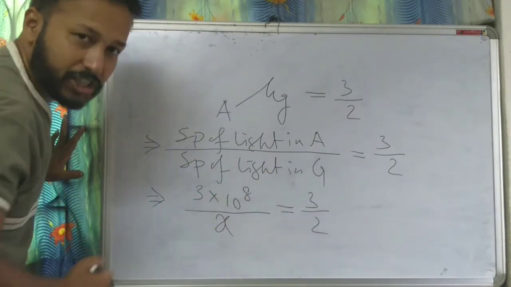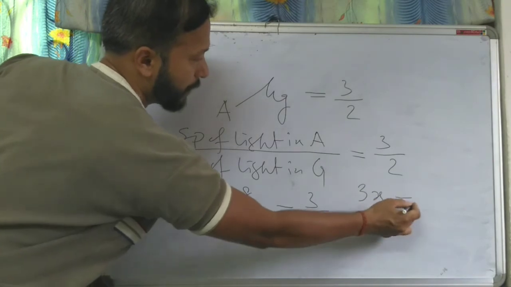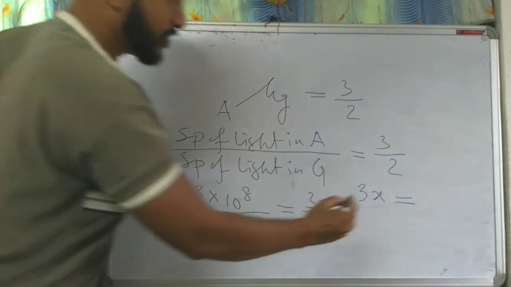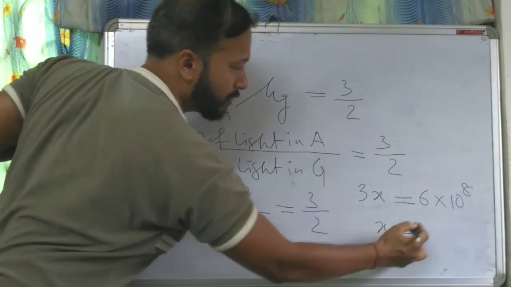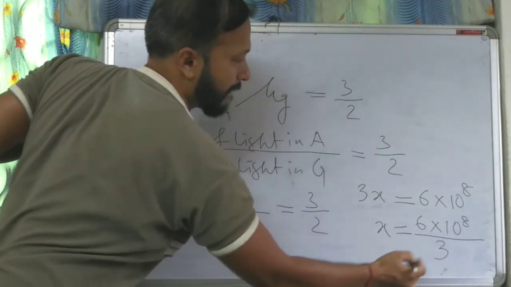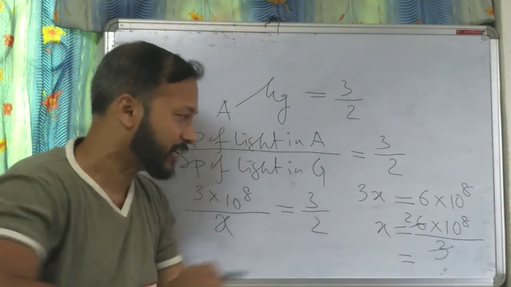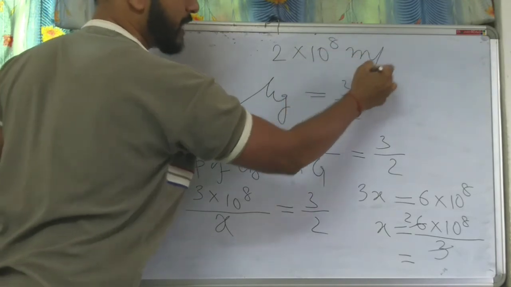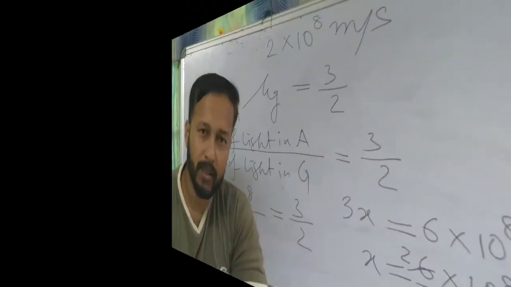Now cross multiply it. What we are getting? 3 into x, 3x equal to 2 into this, 2 3 just 6 into 10 to the power 8. So x equal to 2 into 10 to the power 8 meter per second. This is the speed of light in glass.